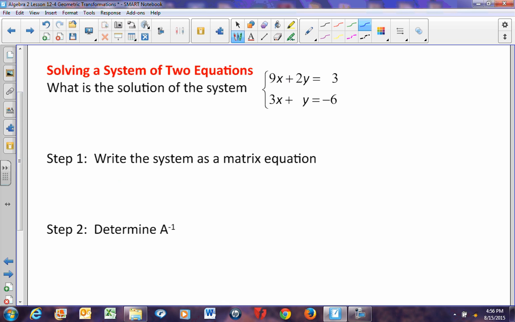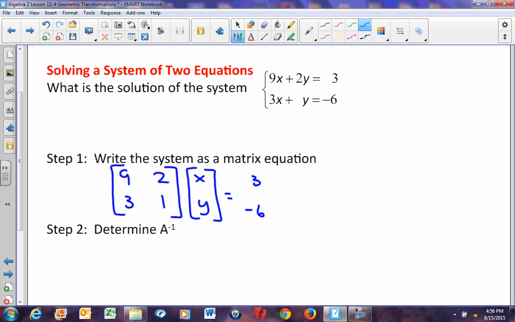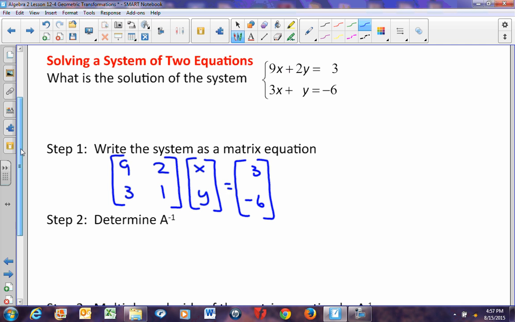So we're going to do 9, 2, 3, 1, and then x, y, and that is going to equal 3, -6. There's my matrix equation. Then we're going to determine the inverse. And again, I'm going to do this one by hand, and then we'll do it with the calculator so that you know how to do it both ways. But you have to do it by hand because I'm going to make you do it by hand.